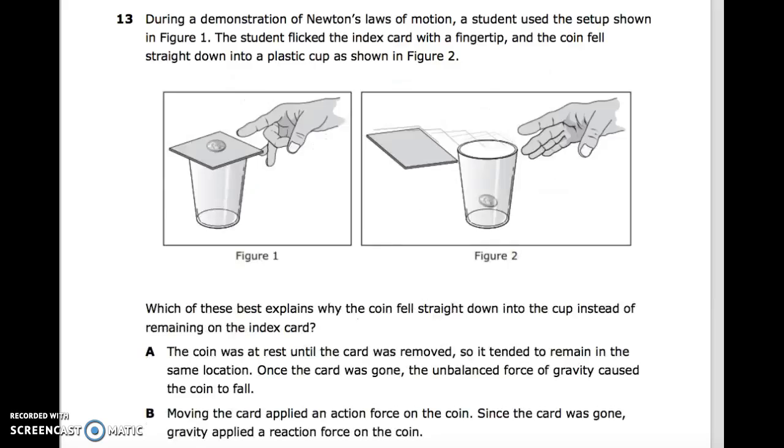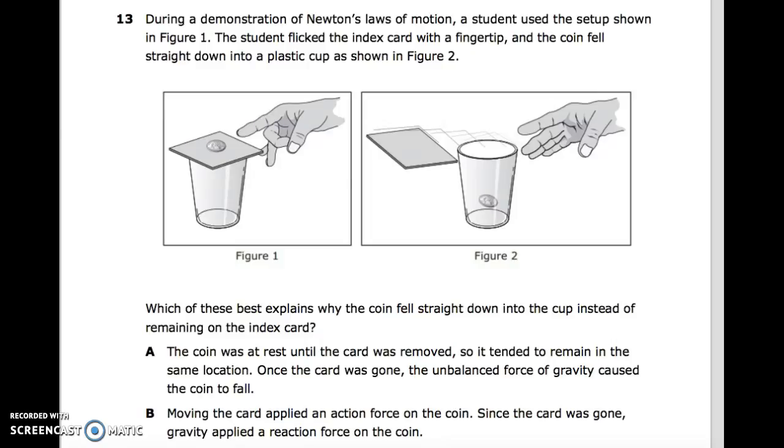Number 13. During a demonstration of Newton's law of motion, a student used the setup shown in Figure 1. The student flicked the index card with a fingertip and the coin fell straight down into the plastic cup, as shown in Figure 2. Which of these best explains why the coin fell straight down into the cup instead of remaining on the index card?